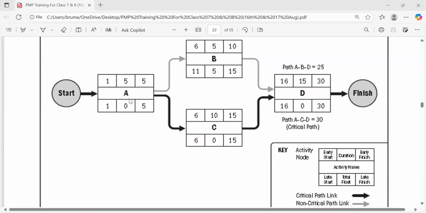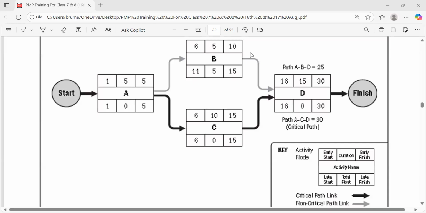Yes, because it has 0 float. Can you reiterate that? So A, C, and D would be critical. Oh, okay, yeah, because we did say A, C, and D. So they're critical because there's no float. Why are they critical? Because there's 0 float. Beautiful.